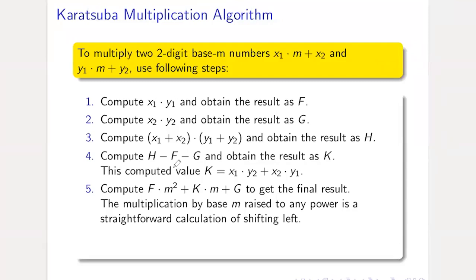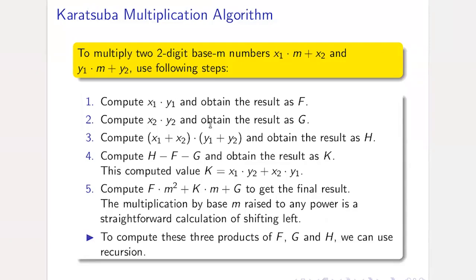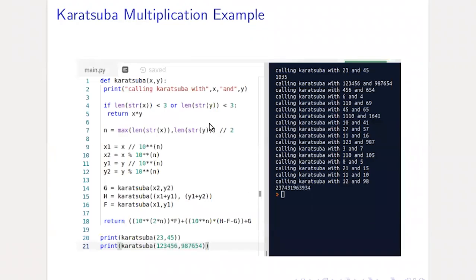So moving forward, to do these computations of f, g, and h, we can use recursion. Here I have an example of the algorithm running. The function has been defined as Karatsuba, and the 2 values have been passed. And I have a rule here. What is my rule?